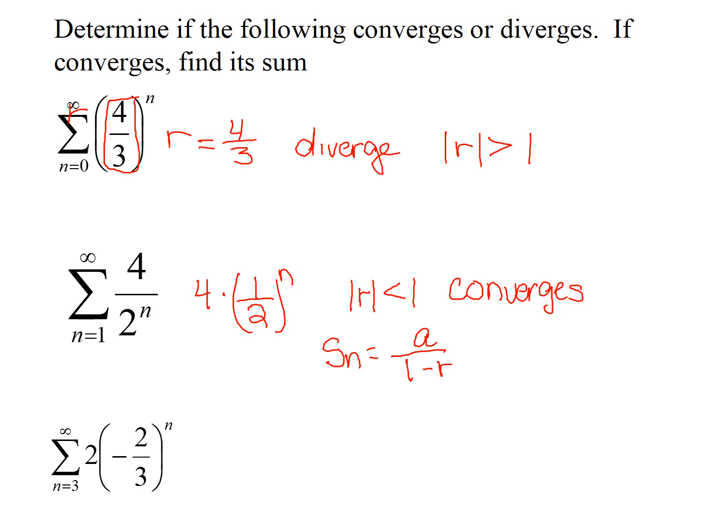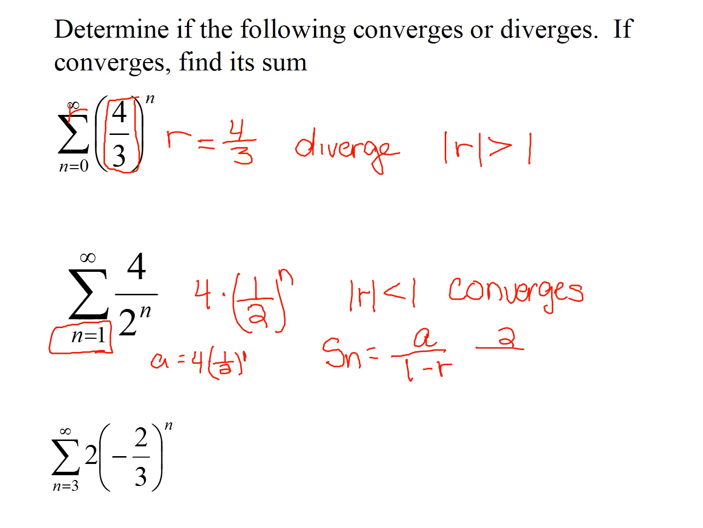A is not necessarily 4. A is whatever our first term is, and to determine our first term, we have to make n equal to 1. So when I make n equal to 1, I get 4 times 1/2 raised to the first power, which is 2. So in this case, a is equal to 2.